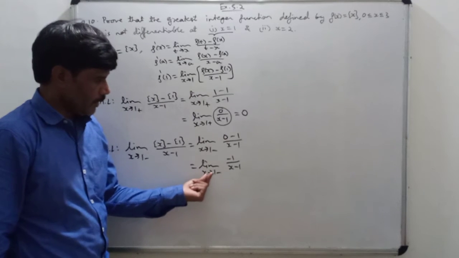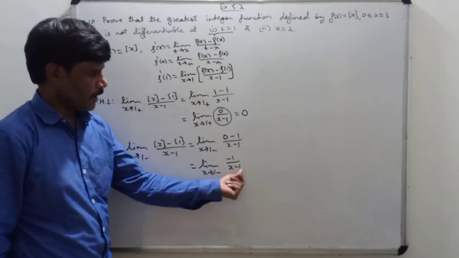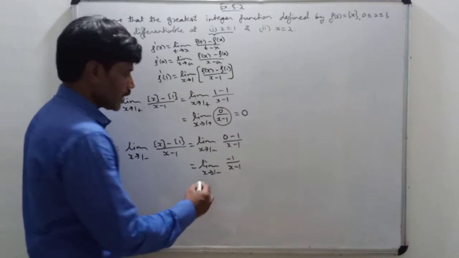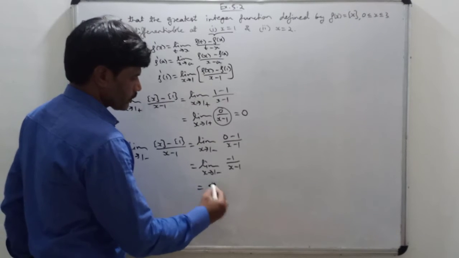When we apply the limit, the denominator will become what? 0. You see, in place of x I keep 1, so 1 minus 1 will be 0. Anything upon 0 is undefined, so this will be undefined or infinite, I can say undefined.